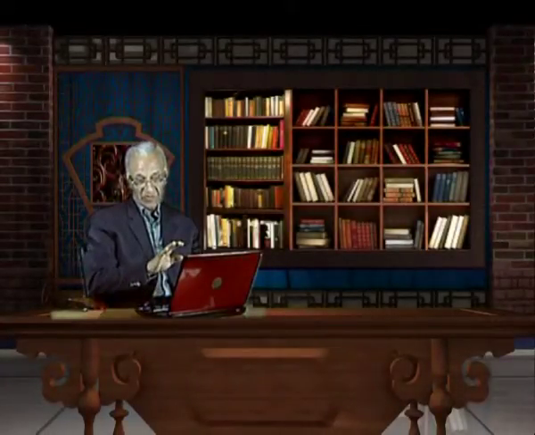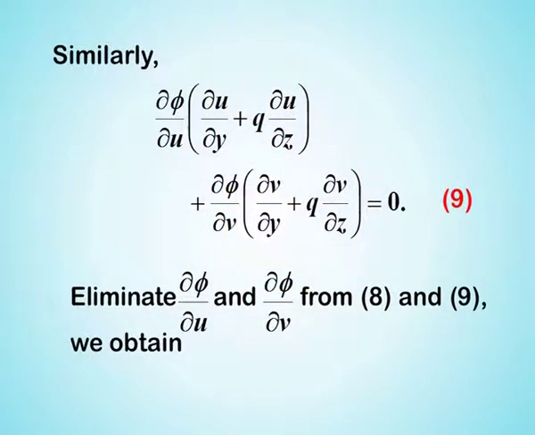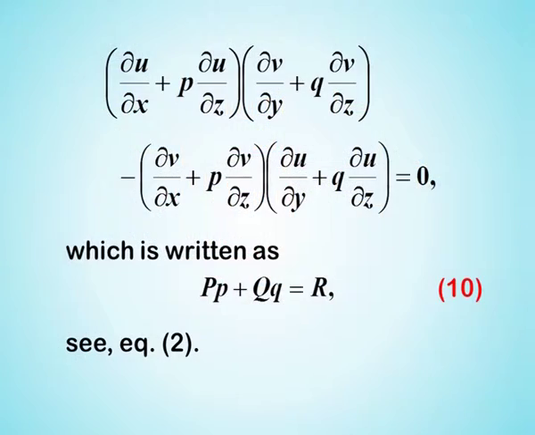Now we are doing it with respect to y, and so we got this result, that is equation number 9. What is next is important. We eliminate dphi/du and dphi/dv, or in other words, the partial derivative of phi with respect to u and the partial derivative of phi with respect to v, from 8 and 9, these two big relations, and we happen to obtain this relation.